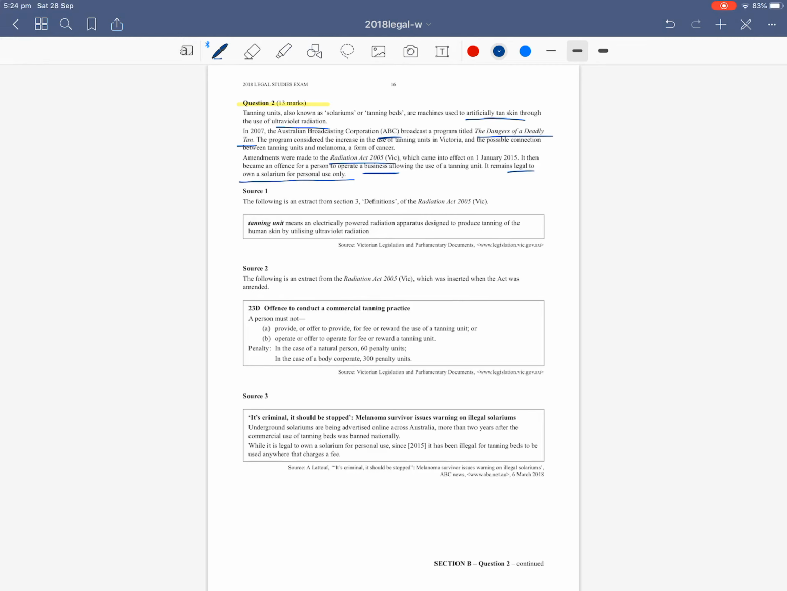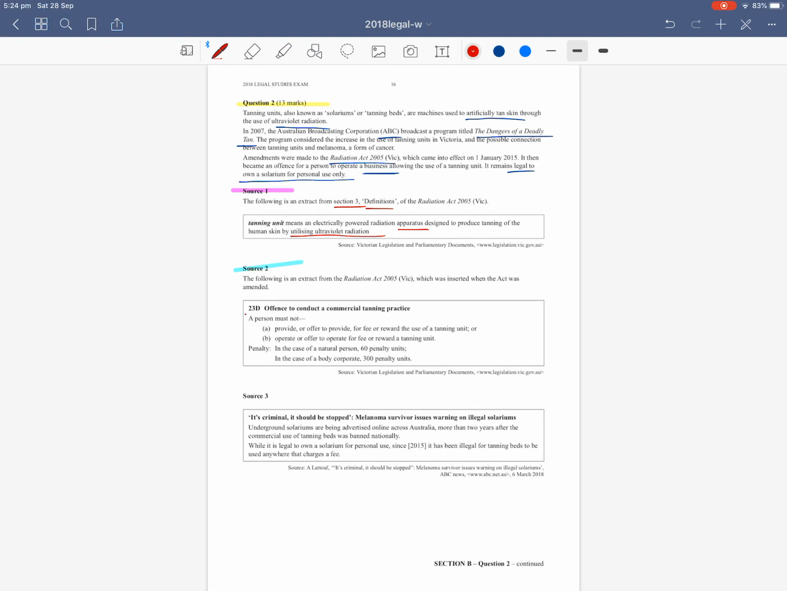So this is the extract that we're looking at now. If I highlight source 1, the following is an extract of Section 3 from Definitions of the Radiation Act. Tanning unit means an electrically powered radiation apparatus designed to produce tanning of the human skin by utilizing ultraviolet radiation. So they're giving you a definition essentially. It doesn't give us much insight, but the definition's there. So you can't say they should tell us what tanning unit means. They kind of have. The following is an extract from the Radiation Act, which was inserted when the Act was amended.